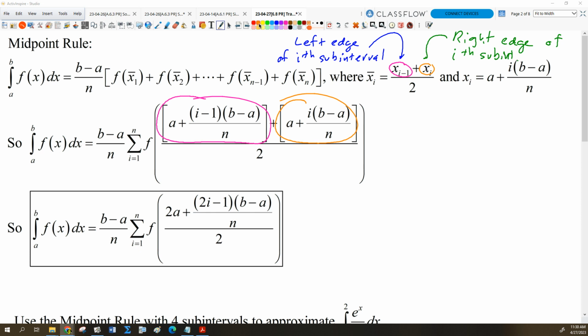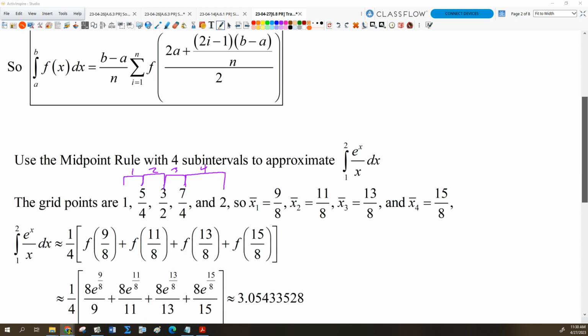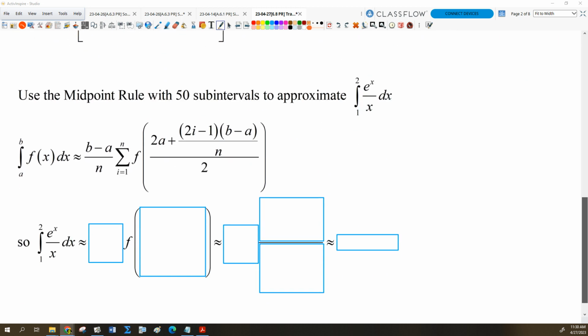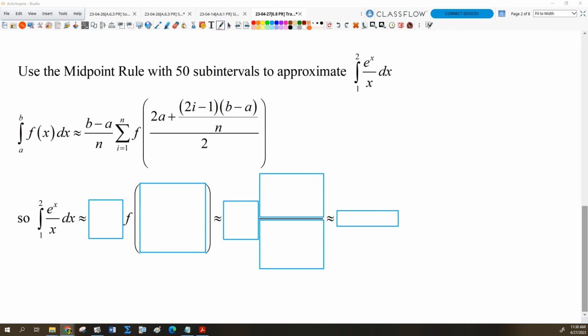So how could we apply that? If we were going to do a similar problem to the one we just did, but with 50 subintervals, well, you're not going to add up 50 subintervals, right? You don't want to calculate 50 midpoints and add those up manually. That's ridiculous. So we would use the sigma notation form then, right? So what's this going to look like then?